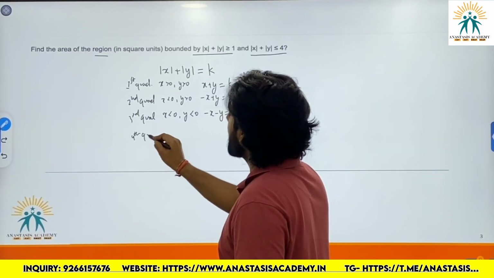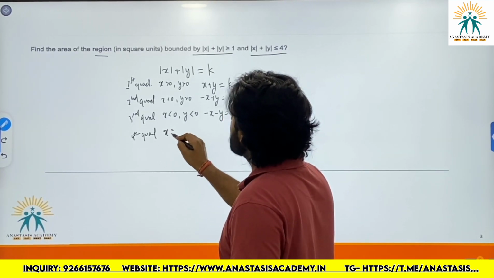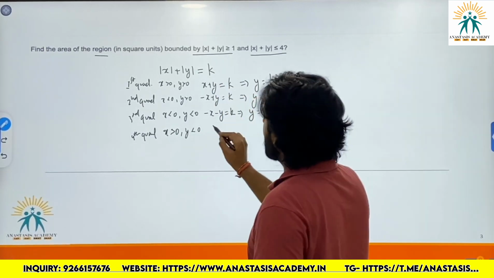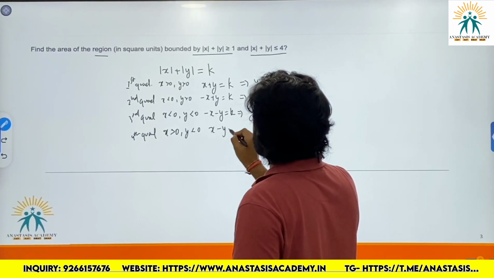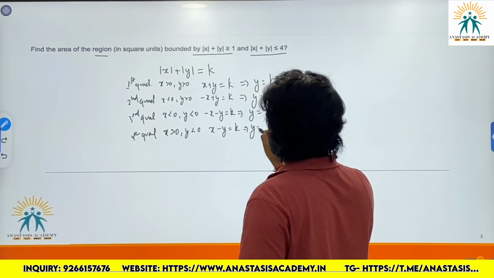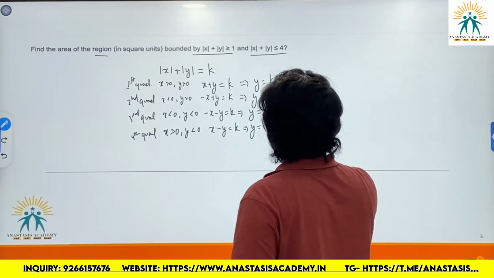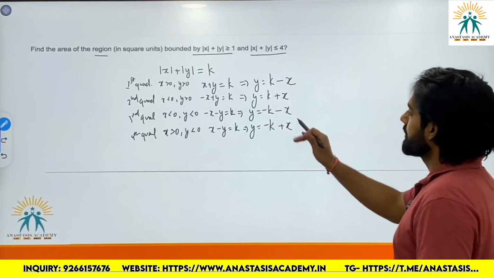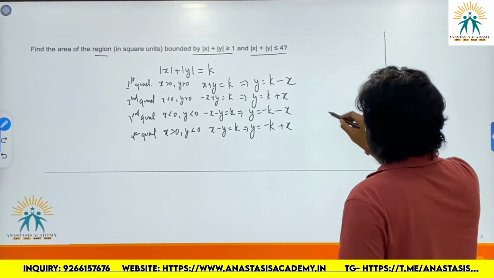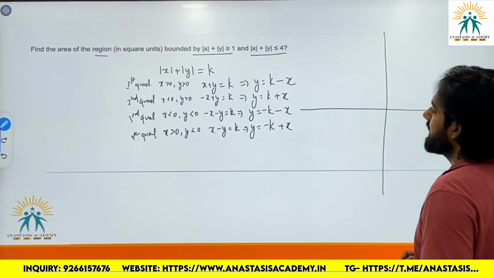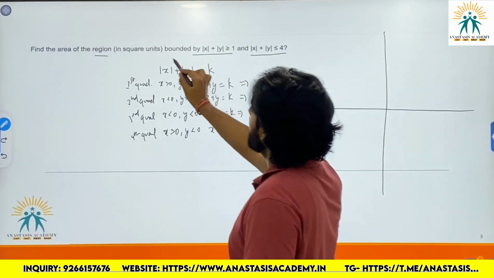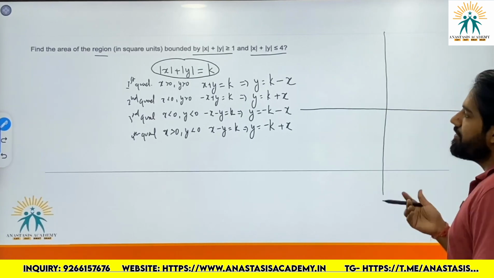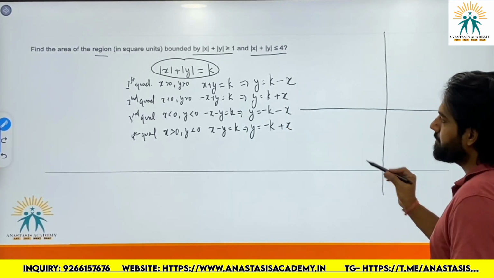For the fourth quadrant, when x is positive and y is negative, this equation becomes x minus y is equal to k, which is a straight line having minus k as the y-intercept and positive slope of 1. So here I am plotting the graph of this curve, that is mod x plus mod y is equal to k. The graph of this curve is very simple.